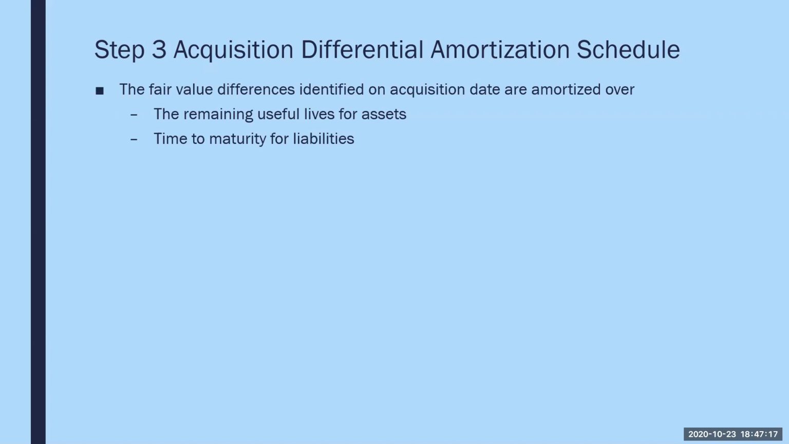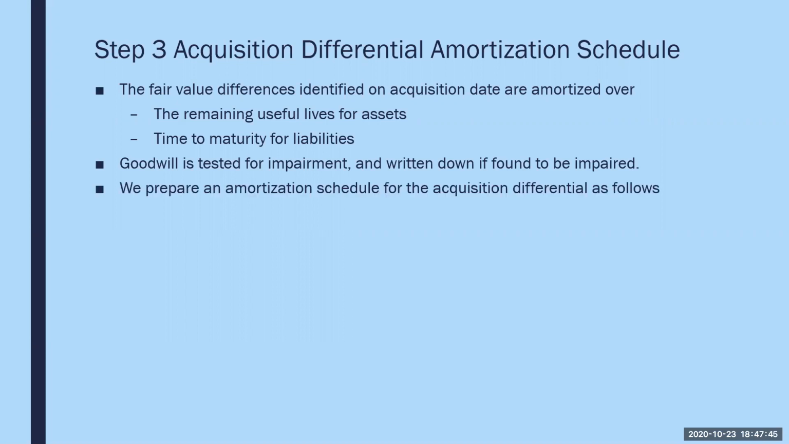Now, for liabilities, it is important to use the effective interest rate method. However, for purposes of this course, we will keep it simple and use the straight line method of amortizing any fair value difference related to liabilities. Goodwill is not amortized, but is tested for impairment, and if it's found to be impaired, must be written down. What ends up happening is we prepare an amortization schedule for the acquisition differential, which looks something like this.